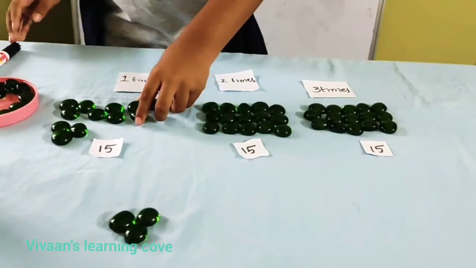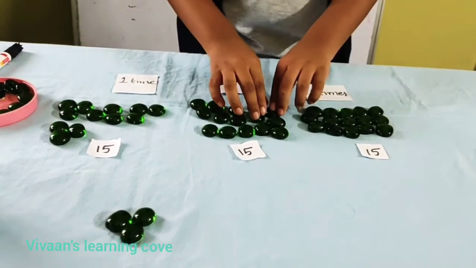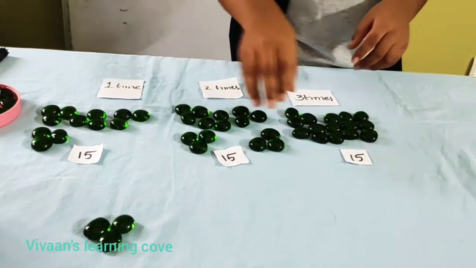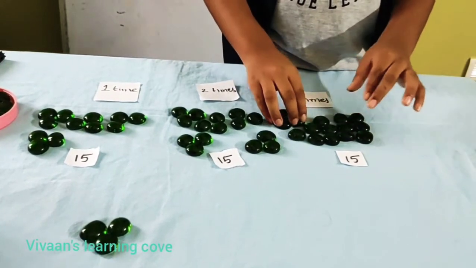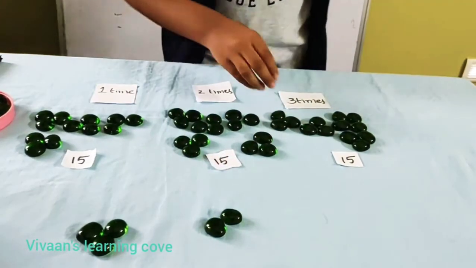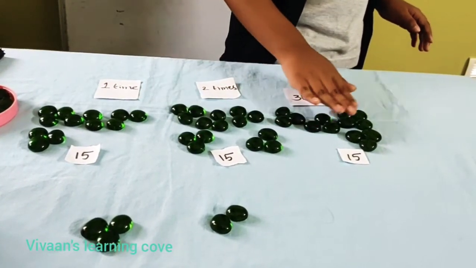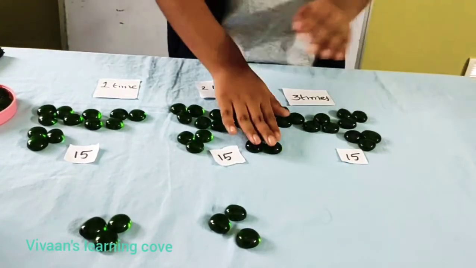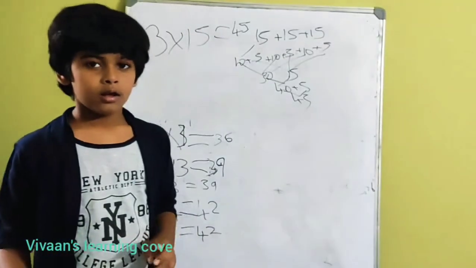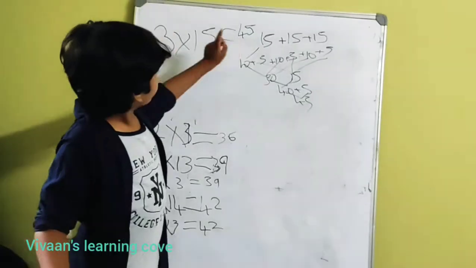See, there are 15 groups and 3 pebbles in each group. You know what I'm doing? You see, the left ones I'm keeping here. 1, 2, 3, 4, 5, 6, 7, 8, 9, 10, 11, 12, 13, 14, 15. So there are 15 groups and there are 3 pebbles in each. So 15 times 3 and 3 times 15 both equal to 45.